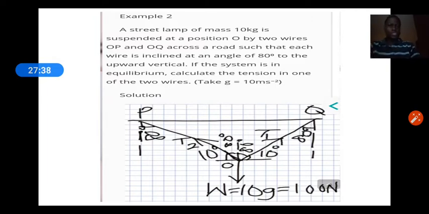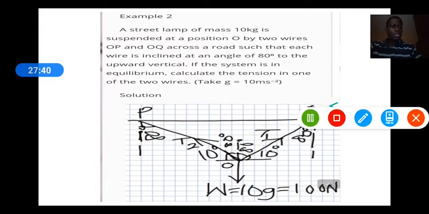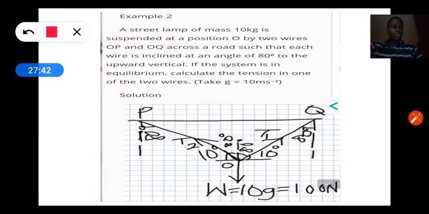I sketched my diagram looking at the question. This diagram was sketched by me. That's my sketch. This is the question. You sketch the diagram yourself. A street lamp of mass 10 kg. So just use an arrow, as if my object is what we have at the center there.